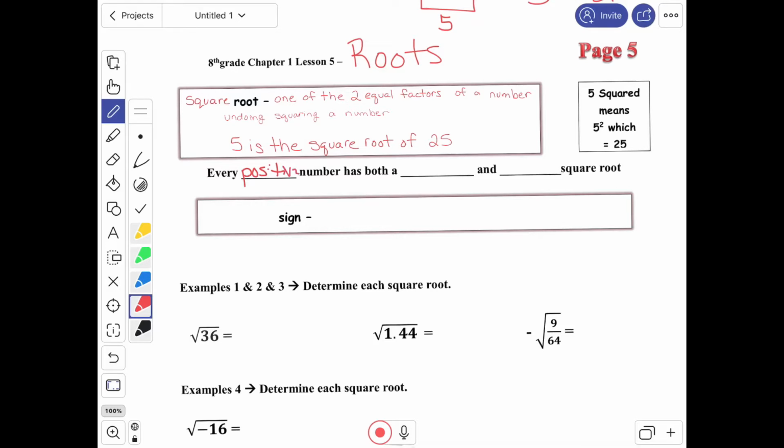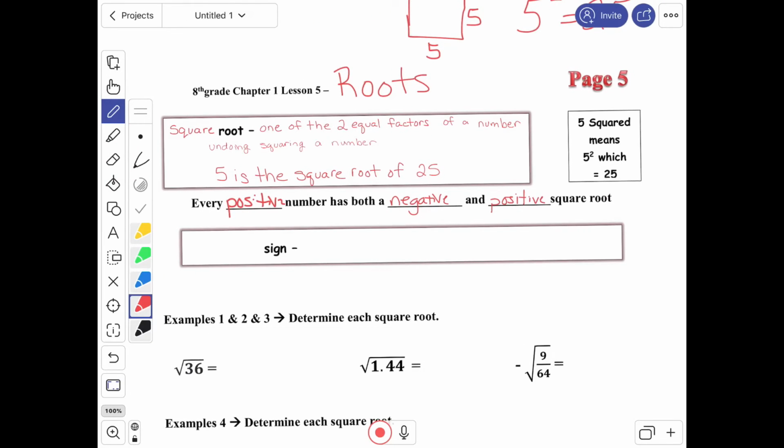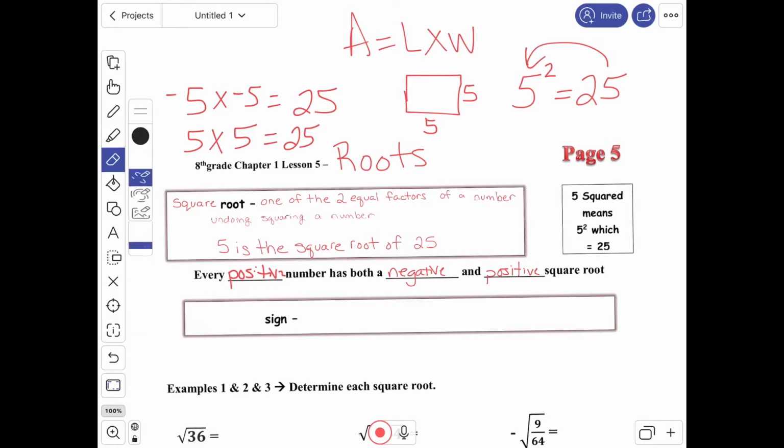Every positive number has both a negative and a positive square root. Because think back to my little example. If I multiply negative 5 times negative 5, I would still get positive 25. Or if I multiplied 5 times positive 5, I would still get a positive 25.